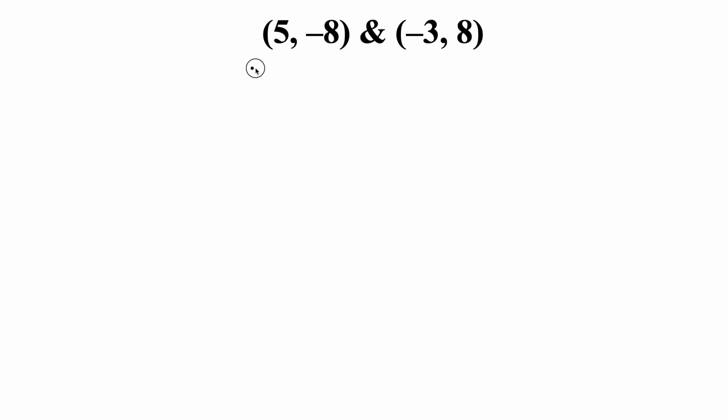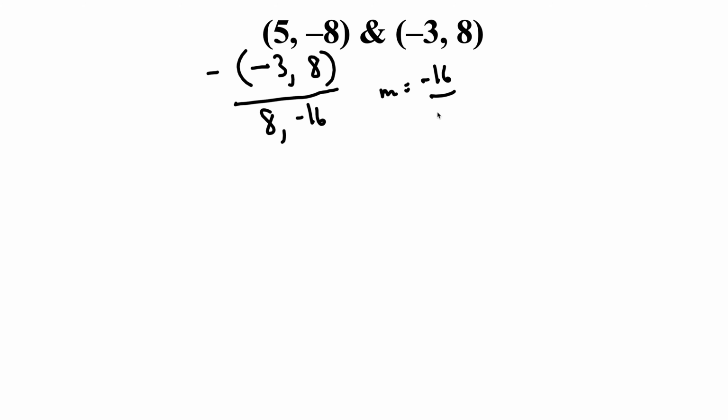Now, using my preferred method for finding the slope, I'm going to write one atop the other. You're welcome to use whatever method you want. You should get the same answer either way. So the run is 5 minus -3, which is 8, and the rise is -8 minus 8, which is -16. That makes the slope, which is always rise over run, or change in y over change in x, -2.